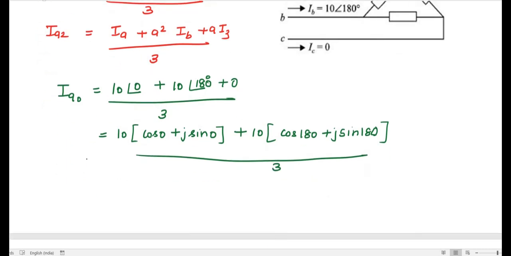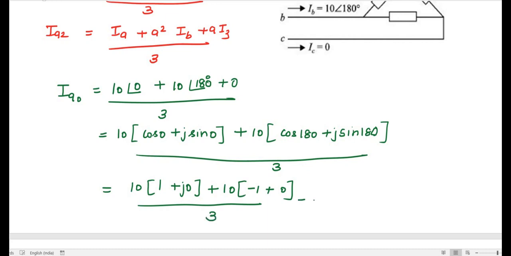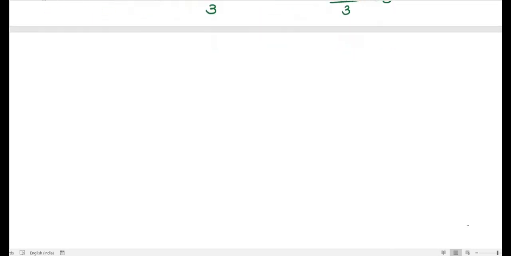And next have to apply the values. 10 of what is cos 0? 1, sin 0 is 0, plus 10 of cos 180 is minus 1, sin 180 is 0, divided by 3. So 10 minus 10 divided by 3, that is equal to 0. This is the zero sequence component IA0. So IA0 equal to 0, so that IB0 equal to 0 and IC0 equal to 0.